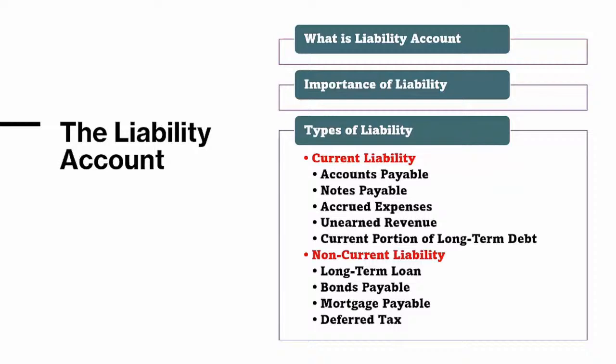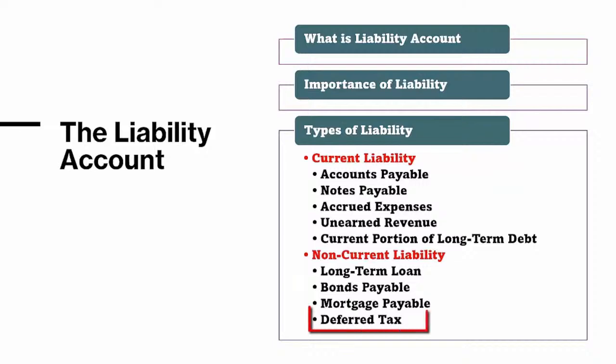For example, if the business takes out a loan to purchase equipment, this loan may be paid back over 5 years, making it a non-current liability. Bonds payable. If the business issues bonds to raise money, the bondholders are creditors. The amount owed to bondholders is recorded as a long-term liability. Mortgage payable. A specific type of loan secured by property, like real estate. The mortgage is paid back over several years, making it a non-current liability.